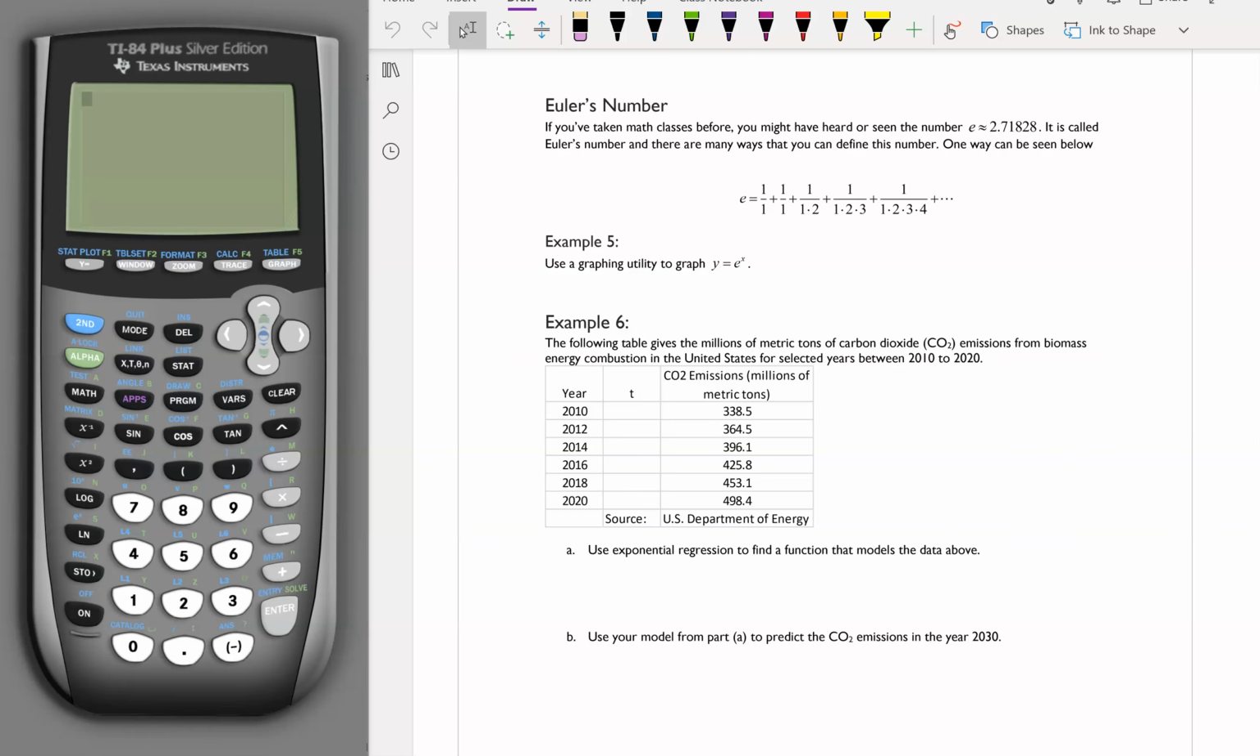So example 5 says, using a graphing utility, graph y equals e to the x power. And just think about it for a moment. This is almost like saying y equals 2.71 to the x power. So it's going to look very similar to when we graphed y equals 2 to the x power.